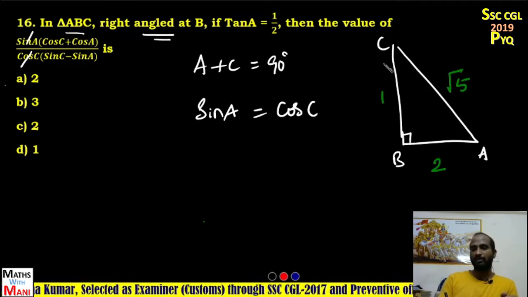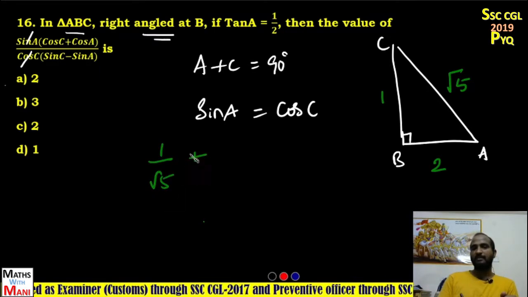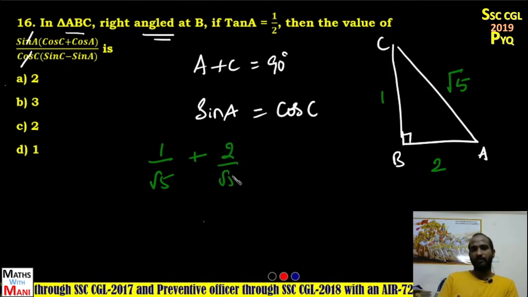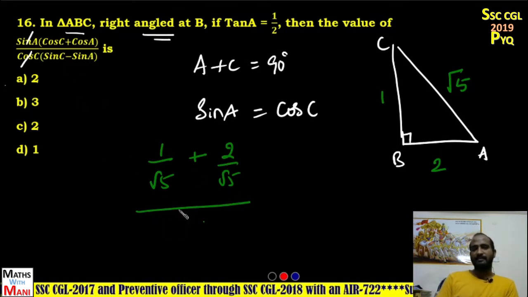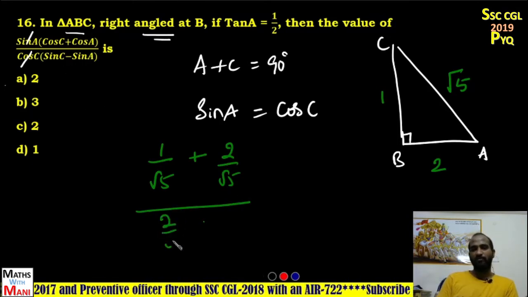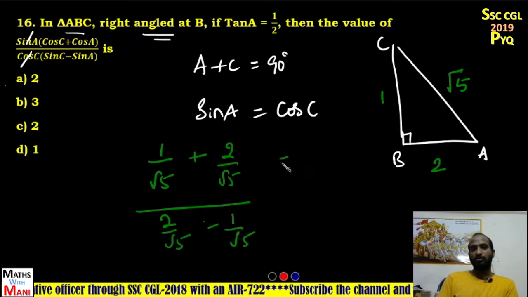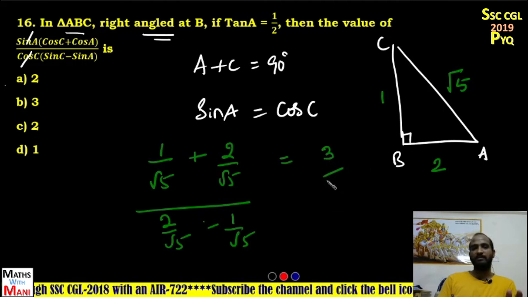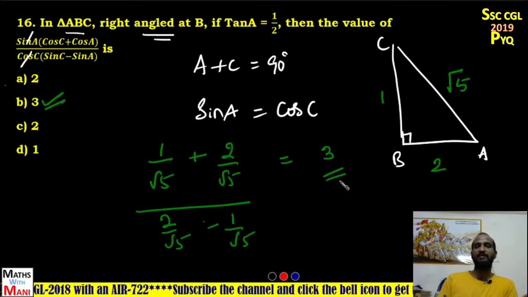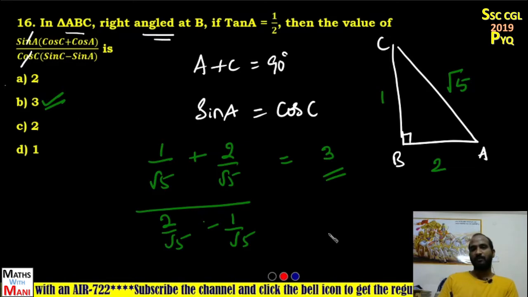So what should be the remaining value? Cos C plus cos A. Cos C means adjacent side by hypotenuse, 1 by root 5, plus cos A. What is the value of cos A? 2 by root 5, by sin C. Sin C means opposite side, 2 by root 5, minus sin A. Sin A means 1 by root 5. So 3 by root 5 by 1 by root 5. Root 5 cancel. 3 by 1 means 3. So what is the answer? Option B is the correct answer. Is it clear? This is one method.